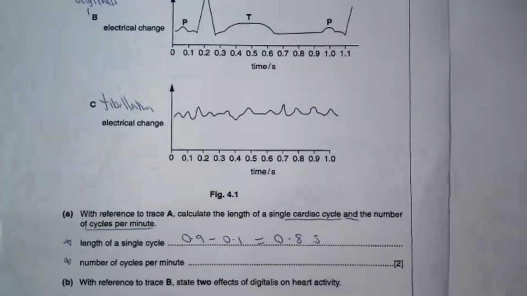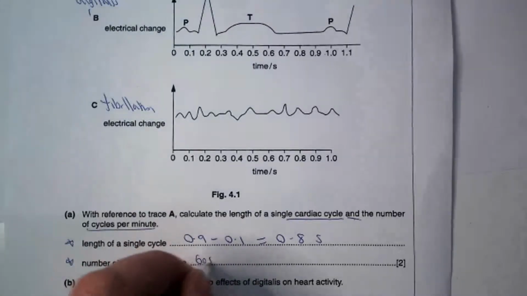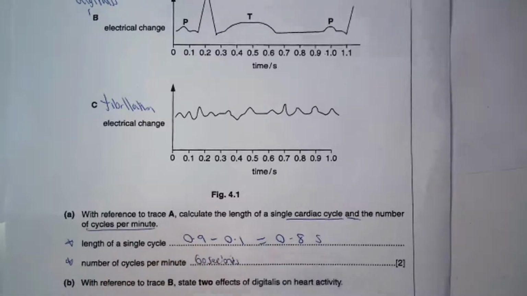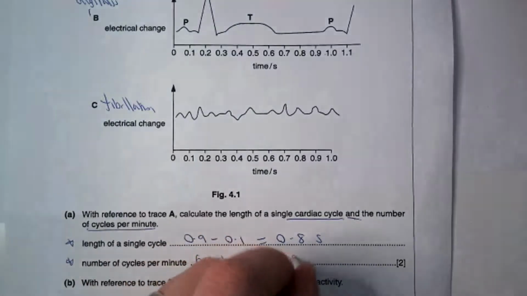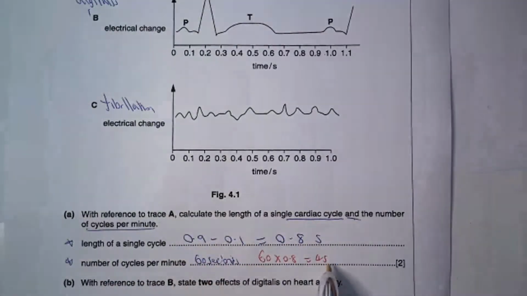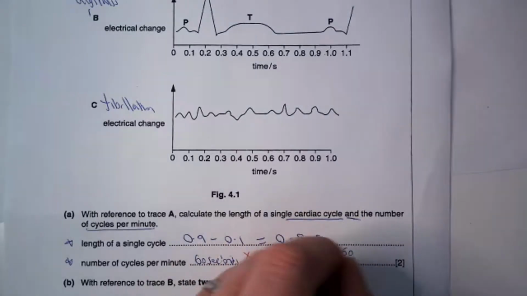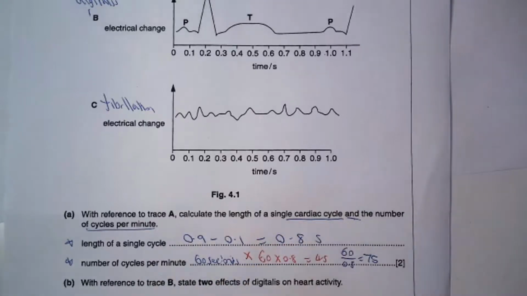Right, we then need to use that data to calculate number of cycles per minute. Well, we know in a minute, that's 60 seconds. So we just want to know how many times 0.8 goes into 60 seconds. A lot of students will do the sum 60 times 0.8, which will then give you an answer of 45 beats per minute. That is incorrect. It's how many times 0.8 goes into 60 seconds, so it's a divide, so it's 60 divided by 0.8, which equals 75 beats per minute, or cycles per minute.